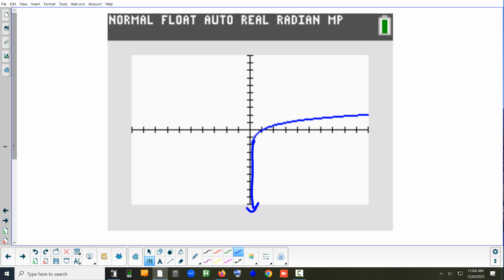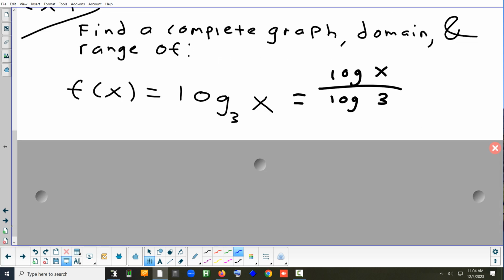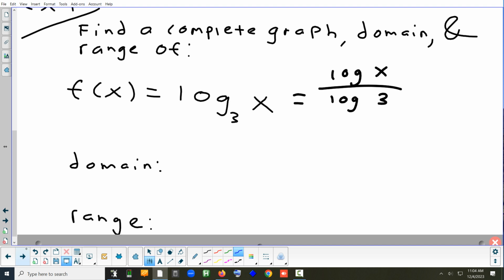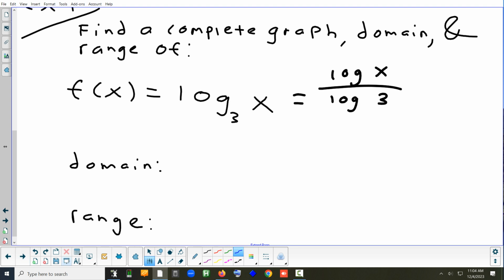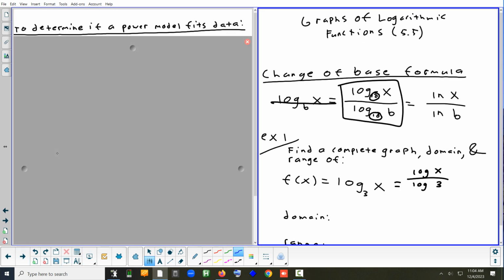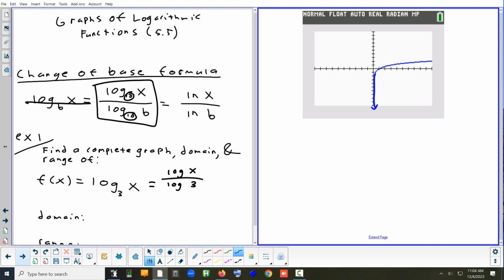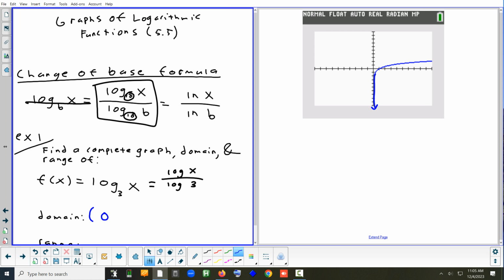So now we can answer the question about the domain and the range. Is that what they want to know? Yep, domain and range. So let's start with that. Okay, what's the domain there? Yeah. 0 to infinity, not including 0. So that goes from the y-axis and it goes to the right forever.